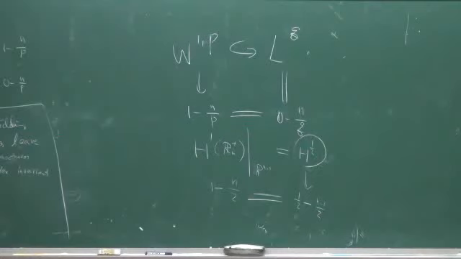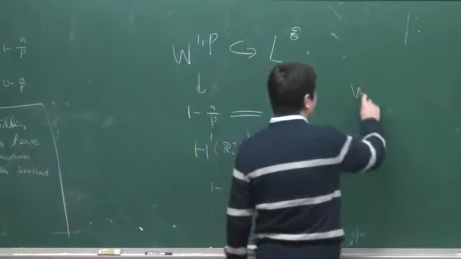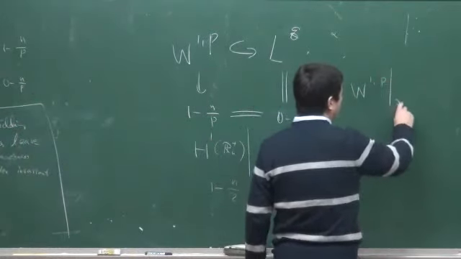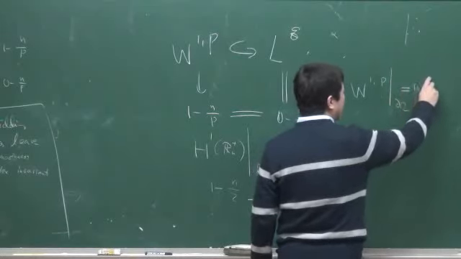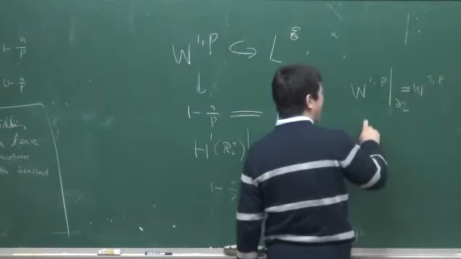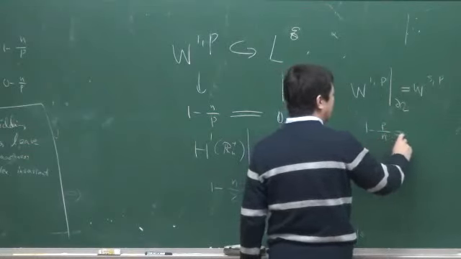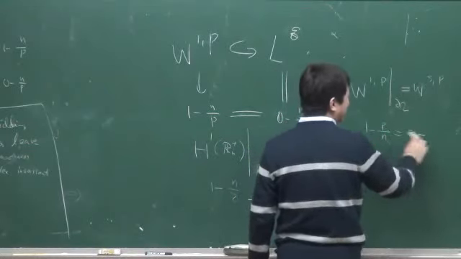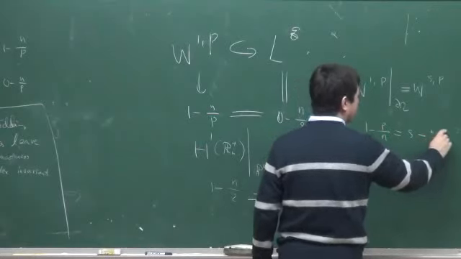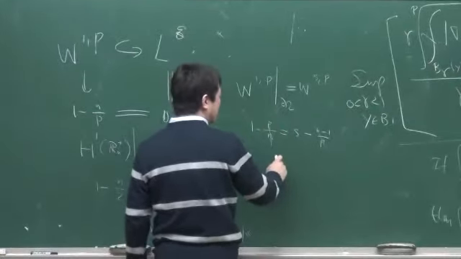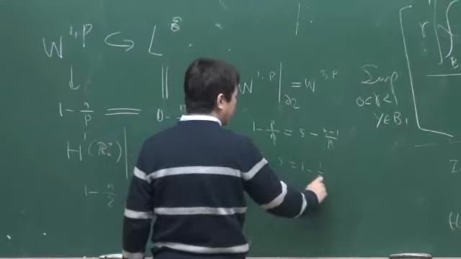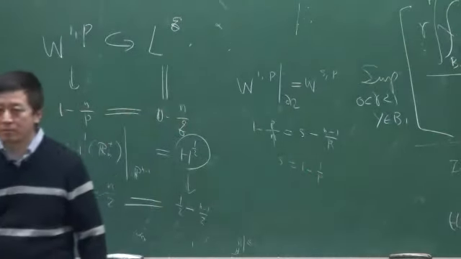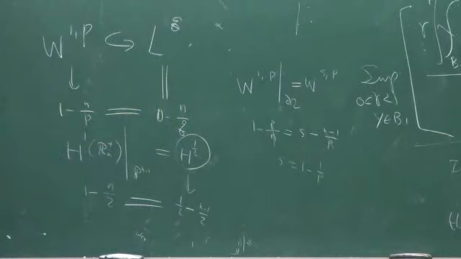Right? So in general, for W1P, you restrict and the function is in WSP. But what is that S? It is 1 minus n over p equals s minus (n-1) over p. Then this cancels. S equals 1 minus 1 over p. Okay, so this covers the indices.